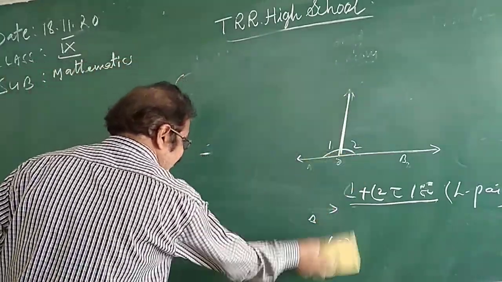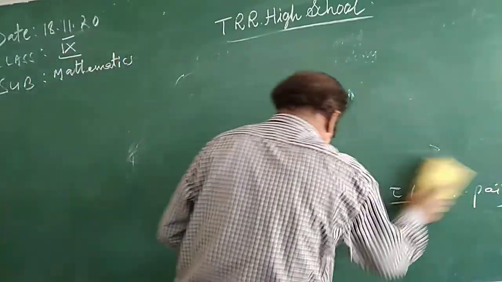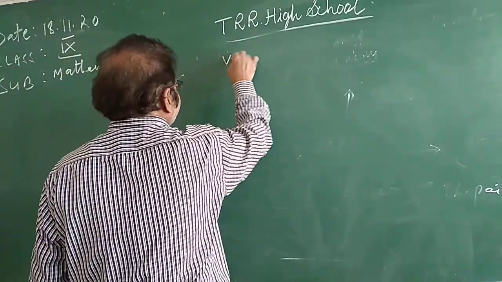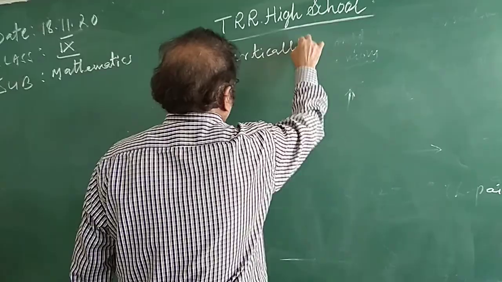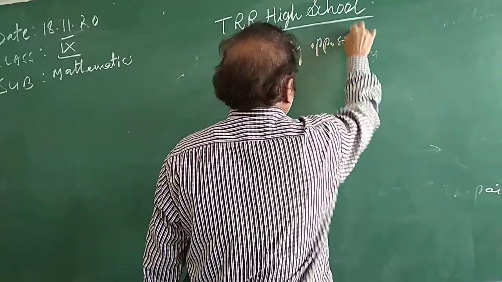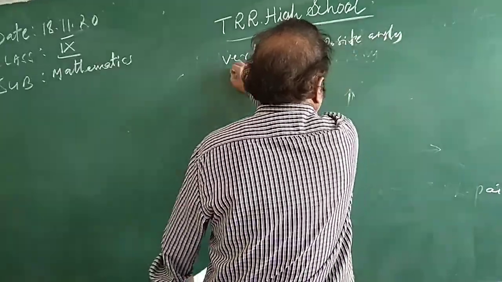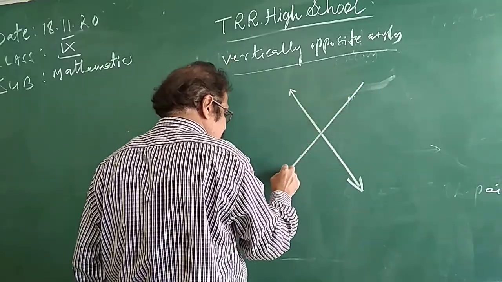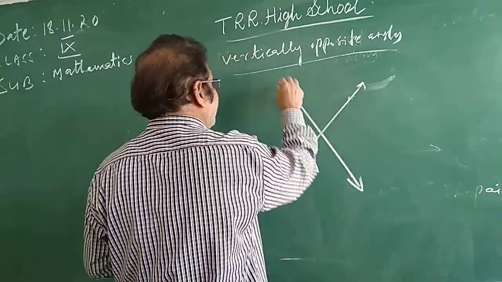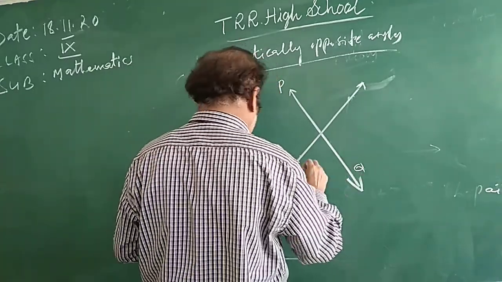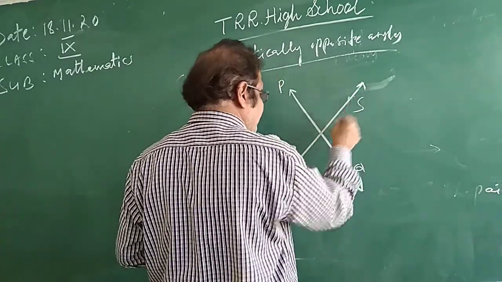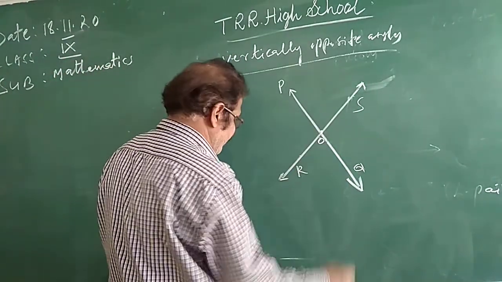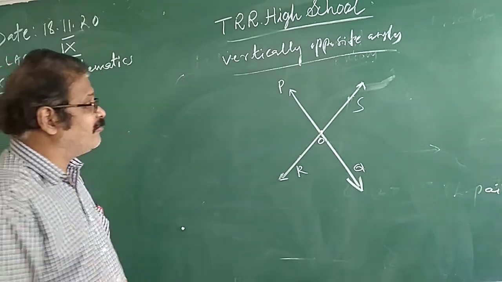Vertically opposite angles. Last one. Vertically opposite angles. So when two lines intersect, these are intersecting lines. This is PQ, this is RS. These lines are intersecting at point O. So these are vertically opposite angles.